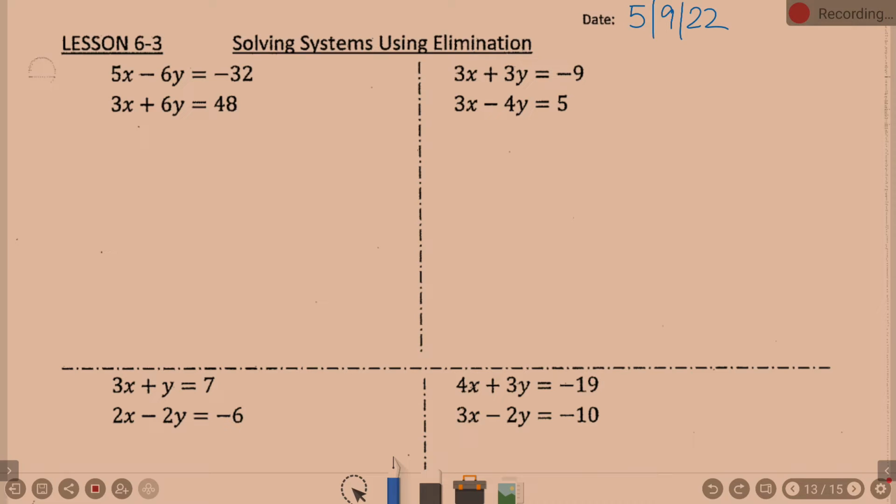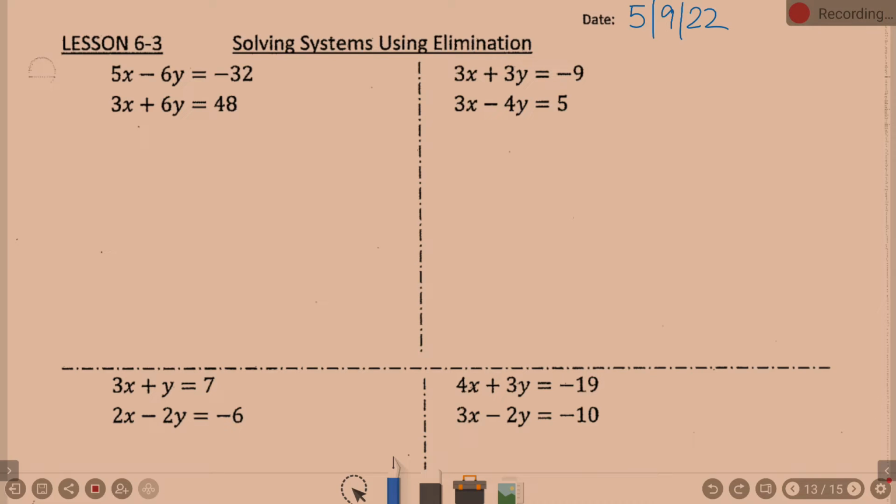So elimination works better when you don't have an x equals or y equals equation. And when the equations look more like this, more standard form, this is when elimination works. Like our first one, there's a 5x minus 6y, there's a 3x plus 6y. So we have x's and y's lined up. That's what makes elimination work. Now, we're going to eliminate one of the variables. And our first example is already set up.